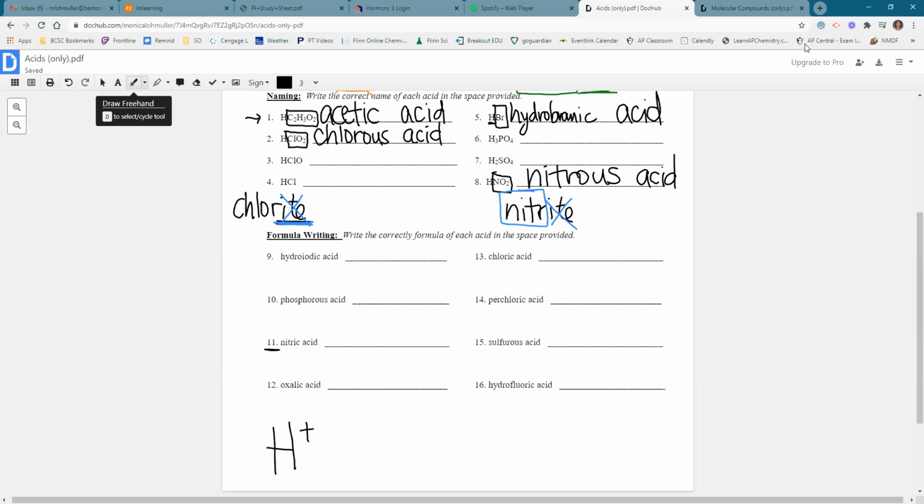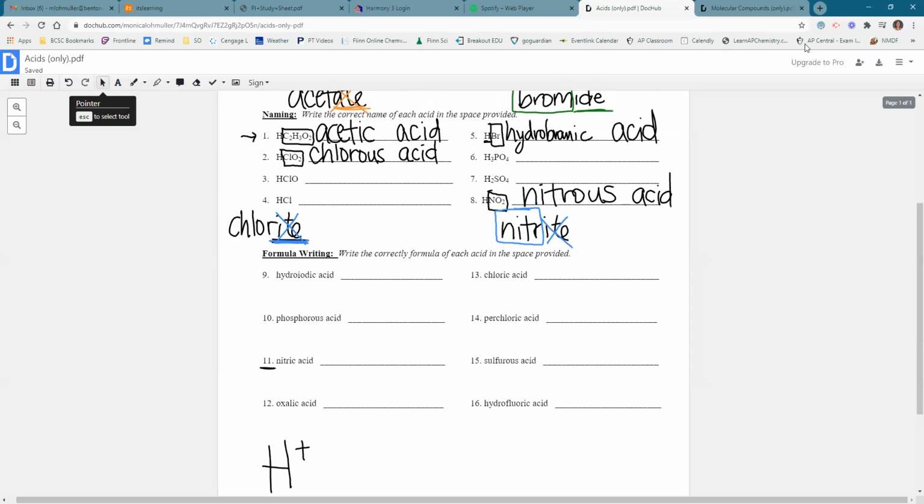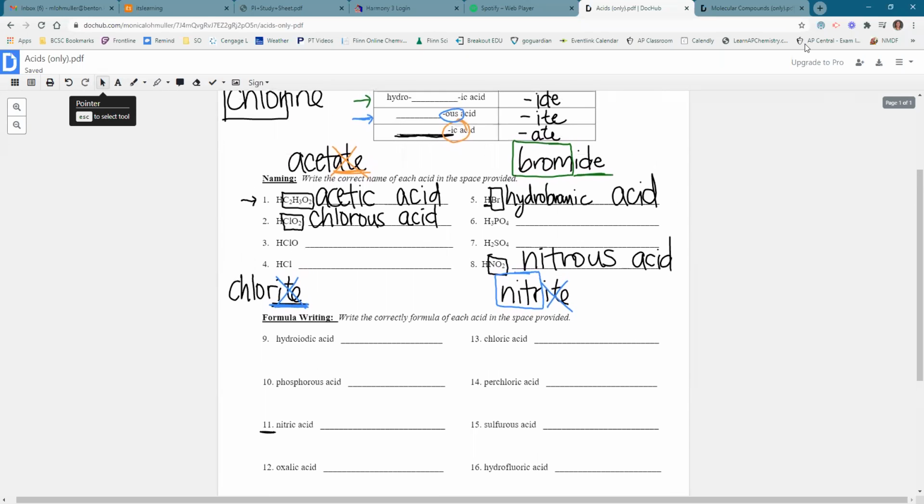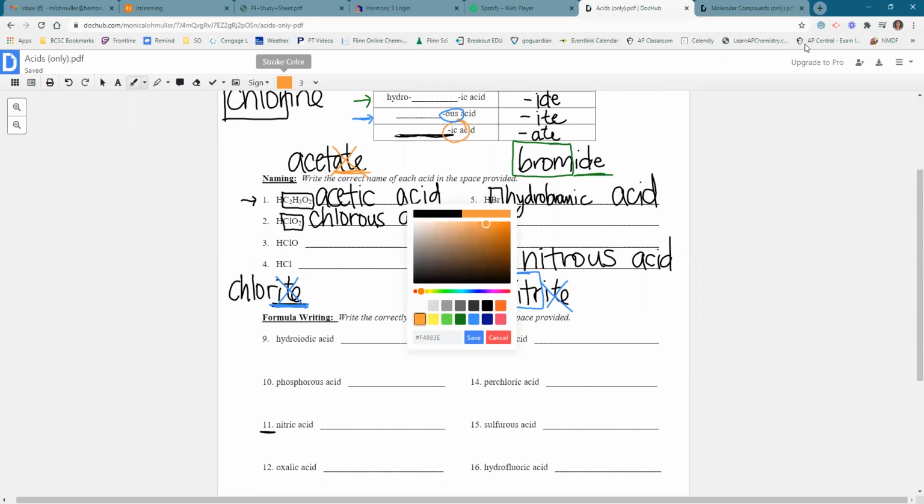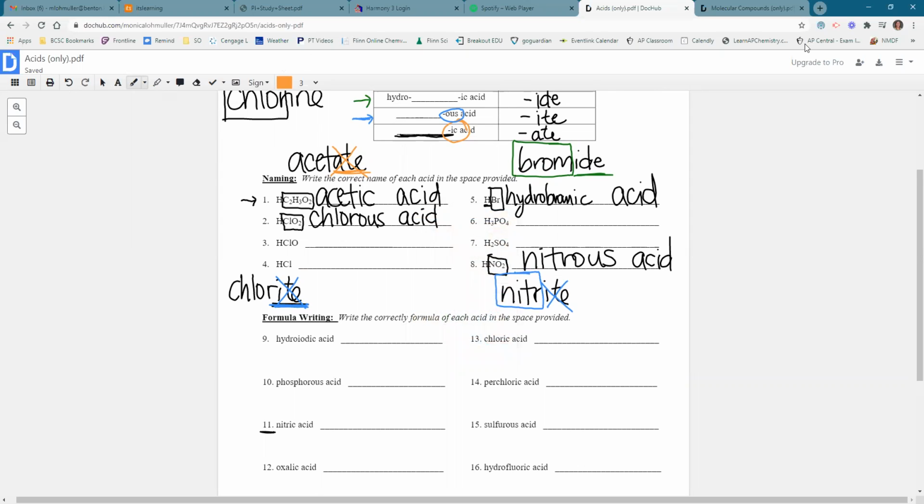So this is where we have to look at that table, and that's why I included it for us. Okay, but with the ic and no hydro in front, that means that we're going to deal with the bottom row, the ATE row. And that's all because of the ic part of the nitric acid. So what that means is we have to look up what is nitrate.